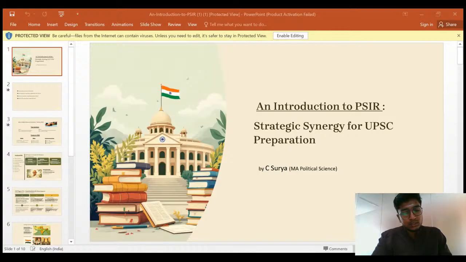If you see those 4 sections and compare them with the GS syllabus, around 60 to 70% of the topics overlap. They are similar. Anyhow, you will study a particular topic in either GS or PSIR. It will definitely help you to prepare for both the optional and the GS papers. So this is the advantage of choosing PSIR. Later, we will understand how it is advantageous.